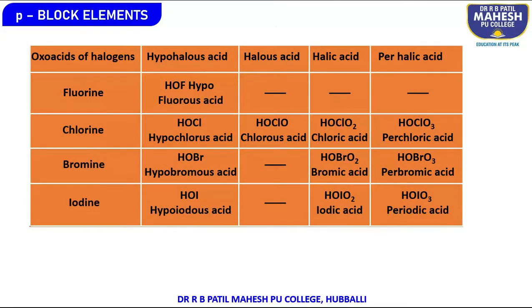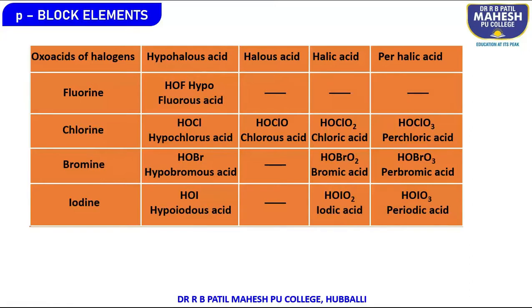So here we have a table in which we can see different oxoacids. Here we have elements fluorine, chlorine, bromine, iodine. The first type of oxoacid is hypohalous acid, that has a general formula of HOX, where X stands for fluorine, chlorine, bromine, iodine. The first one is hypofluorous acid, HOF, hypochlorous acid, HOCl, hypobromous acid, HOBr, hypoiodous acid, that is HOI.